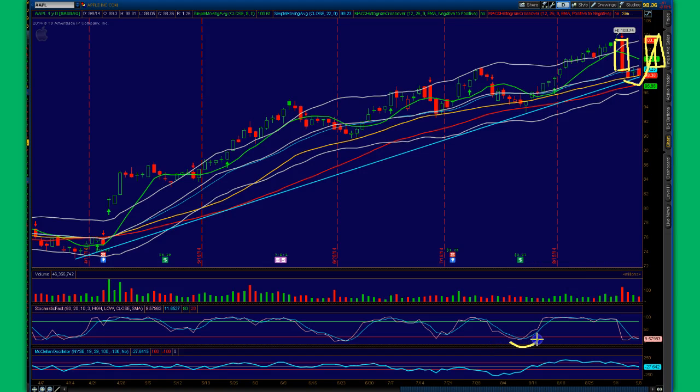Now also keep in mind the stock is very oversold on a stochastic basis on the daily, and every time it's done that, just see what happened. So that's my take on Apple. I still have my targets up in the 102, 103 level.